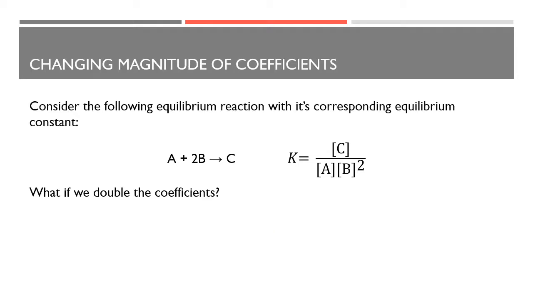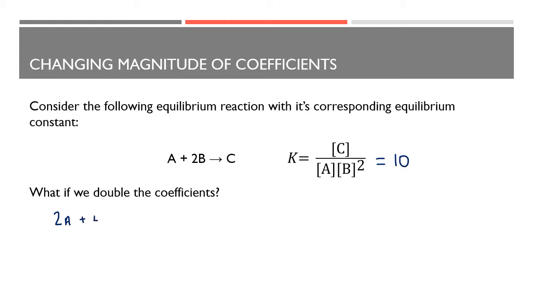Now what happens if we change the magnitude of the coefficients? So let's take a look at the same exact reaction. We have A plus 2B gives us C, with that equilibrium constant expression of the concentration of C over the concentration of A times the concentration of B squared. Let's just say for this scenario, the equilibrium constant is equal to 10.